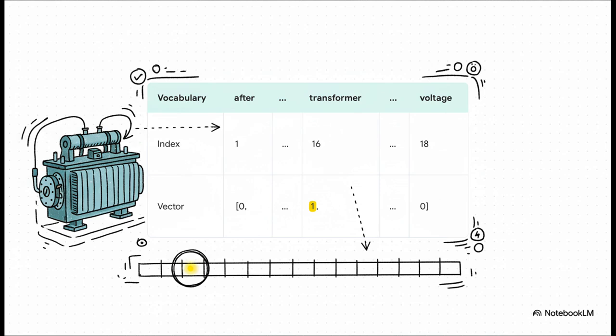Remember our vocabulary with 18 words? Okay, the word transformer happens to be the 16th word in that alphabetically sorted list. So, to create its one-hot vector, we start with a list of 18 zeros. Then we go to the 16th position, and we just flip that 0 to a 1. Boom! That's its unique numerical fingerprint. No other word in our entire dictionary will have a 1 in that exact spot.